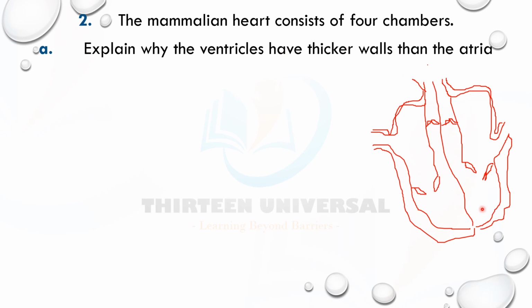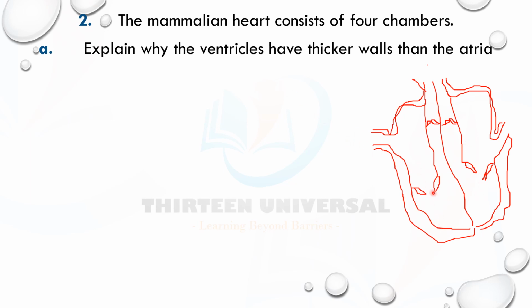So you can see the ventricles here. The right ventricle pumps blood to the lungs, and the left ventricle pumps blood to the body through the aorta. The atria just pump blood to the ventricles. So why do the ventricles have thicker walls?